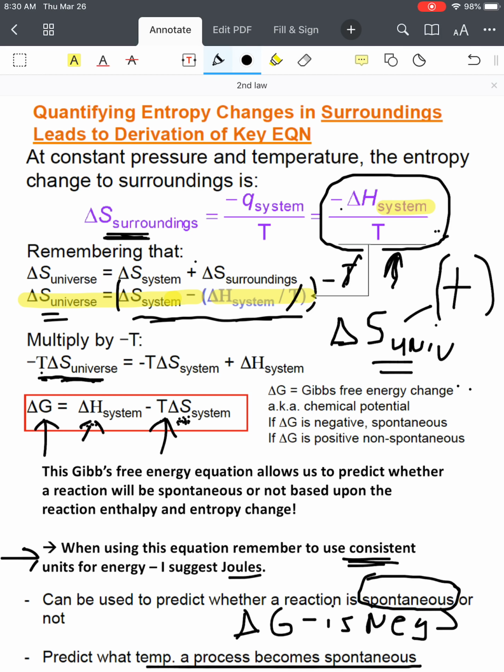So because of that, you're going to want to take the value for delta H system once you compute it or find it and convert it into joules, okay? If you don't do that, you're going to get the wrong answer for the magnitude of delta G, and things are going to be bad, all right? So convert to joules. That's going to be really, really important. I want to encourage you to do that. We'll see that in a sample problem here in a few minutes.